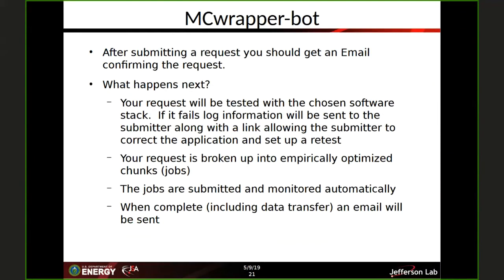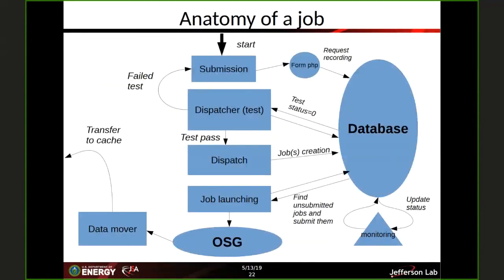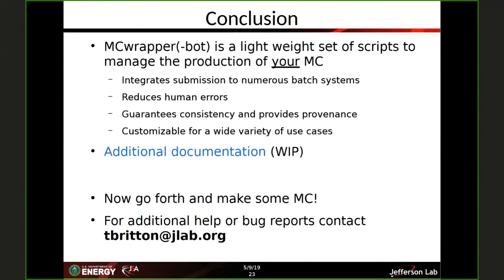Your request then is broken up. The robot decides how best to do that. It's empirically optimized right now. The jobs are submitted. They're monitored. When it's complete, including the transfer of data, you should get an email that says, hey, got your Monte Carlo. This is what's going on behind the scenes. This is the anatomy of your job. You can look at it here. There's a lot of moving parts.